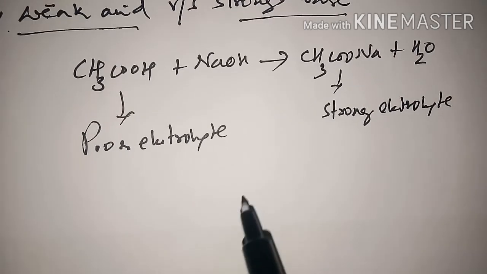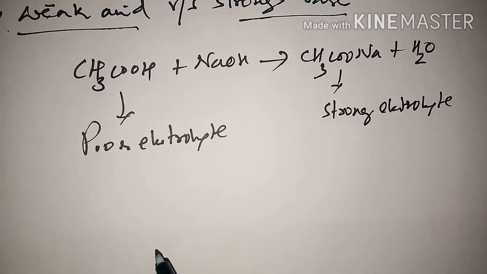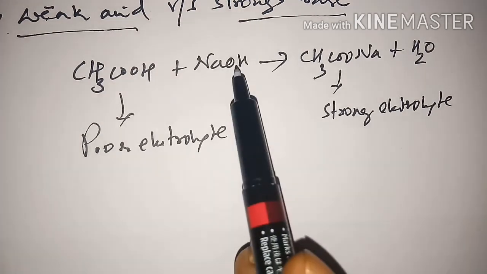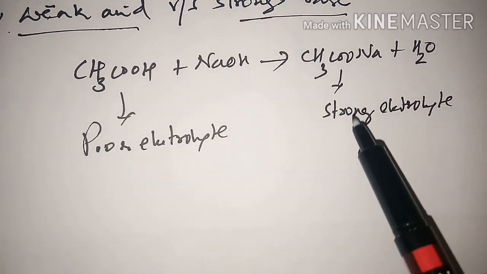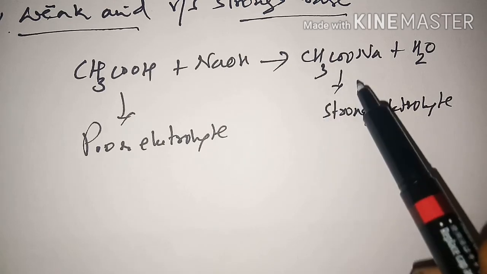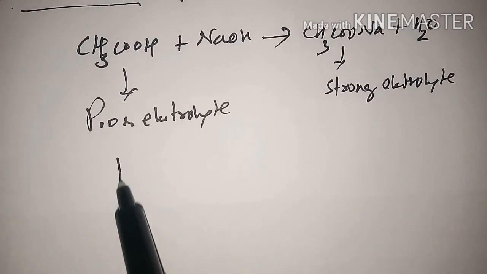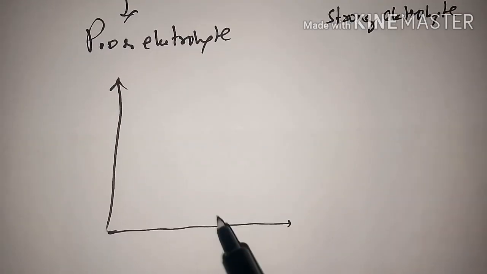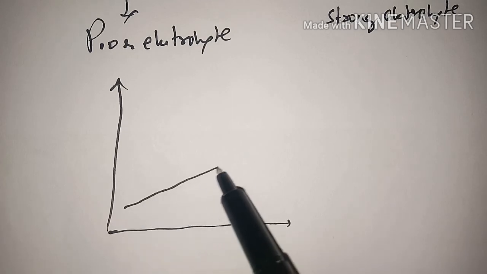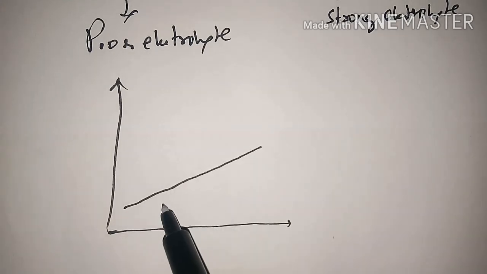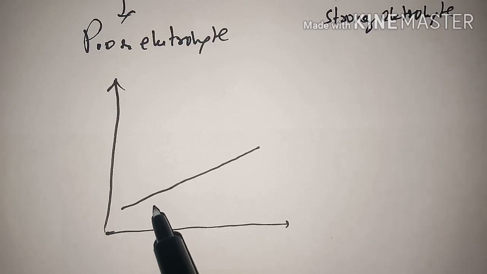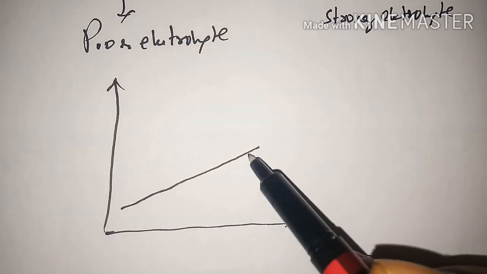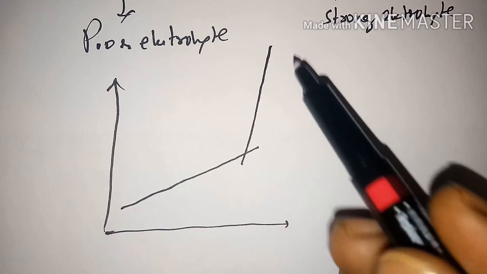Because it is a poor electrolyte, it doesn't dissociate completely. It doesn't have ions to produce conductance. So after addition of a strong base and due to the formation of a strong electrolyte, which dissociates completely, in the initial stage of the titration the conductance slowly increases. This is due to the formation of sodium acetate. Once all the acetic acid is converted to sodium acetate, after that there is a steep increase.